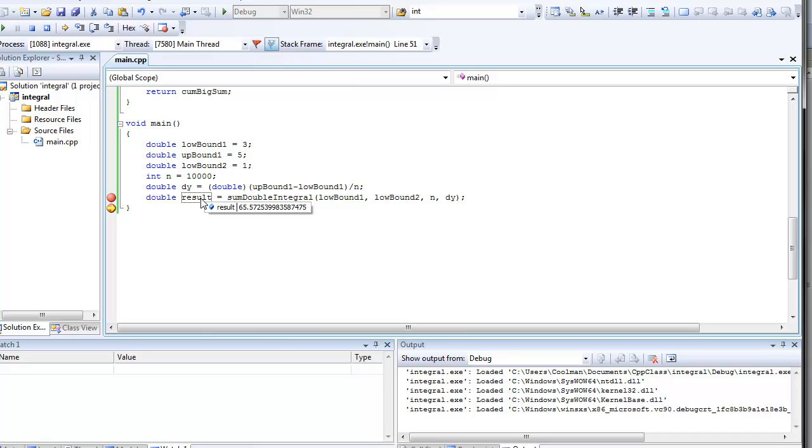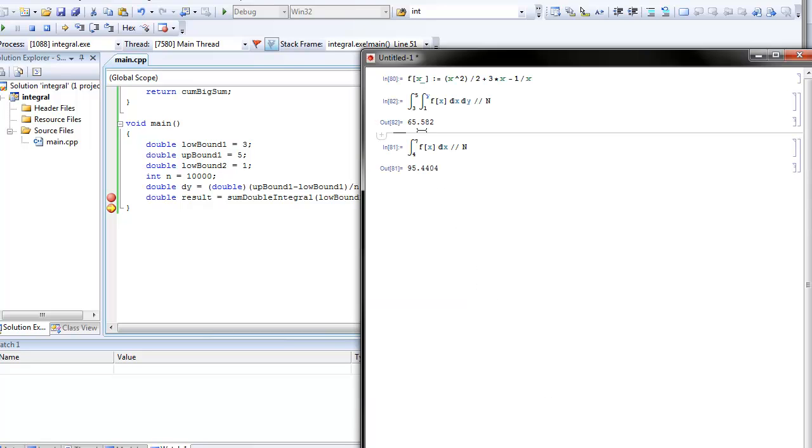So 65.57. It's not that far from the exact number here.